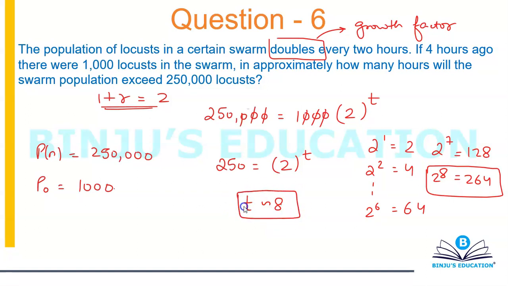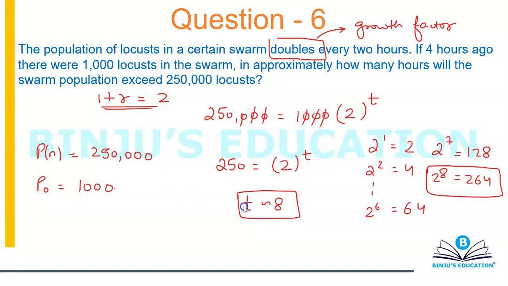So if you start with 1000 locusts, then in 8 hours, if you are doubling them every hour, you will reach a value of 250,000. If you're starting with 1000, then in approximately 8 hours, if you have a growth factor of 2, you'll have a locust population of 250,000. But that's not the question.